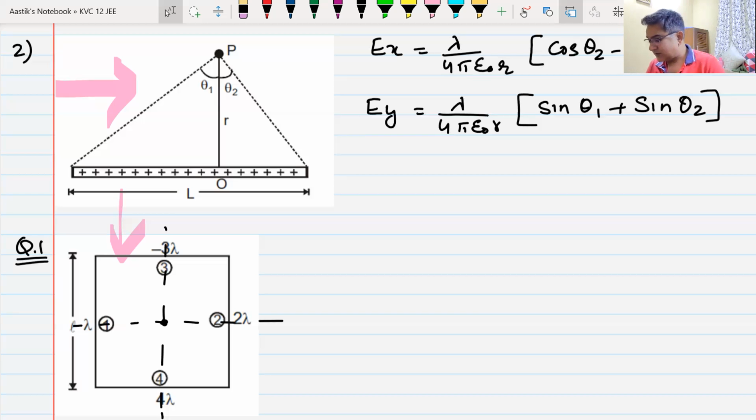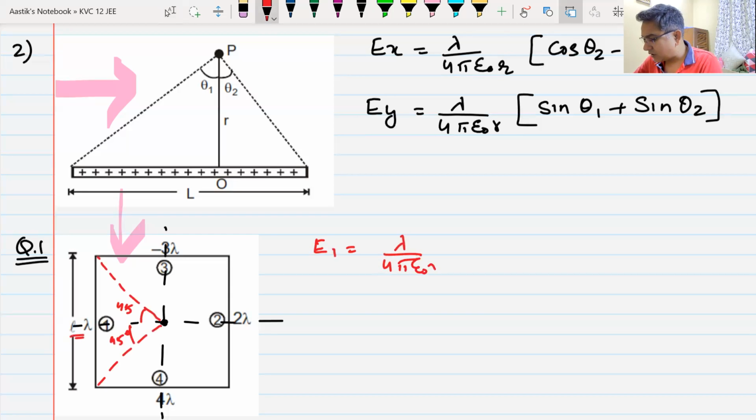How are we supposed to do this? I'll just tell you how to find out the field due to 1, and the rest of them you can do. So what you do basically is, let me say that if I have to find out the field due to this charge, this minus lambda, I know both of these angles are 45 and 45 each, yes or no? So let me say this electric field is E1. The value of this E1 would be equal to lambda by 4 pi epsilon naught r.